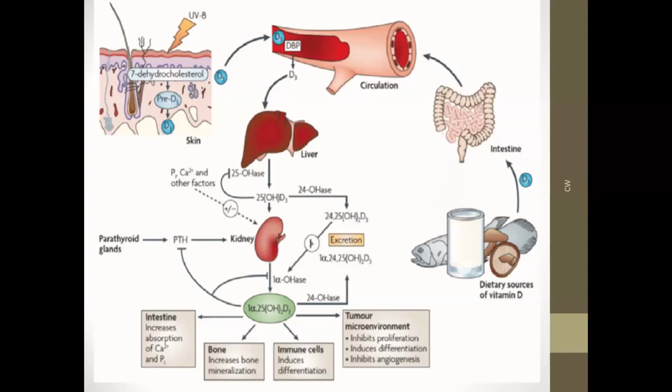Actions of vitamin D: it has several actions. On the intestine, it increases absorption of calcium and phosphate. On bone, it increases bone mineralization. On immune cells, it induces differentiation. In the tumor microenvironment, it inhibits proliferation, induces differentiation of the tumor cells, and inhibits angiogenesis.